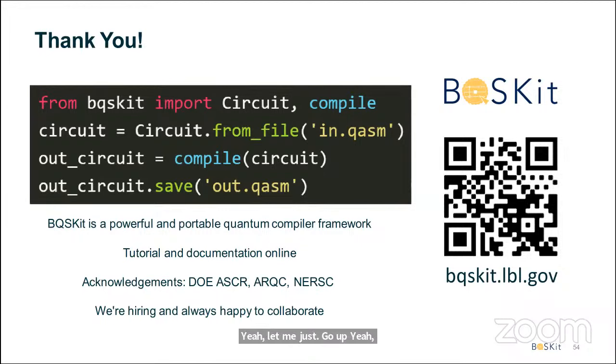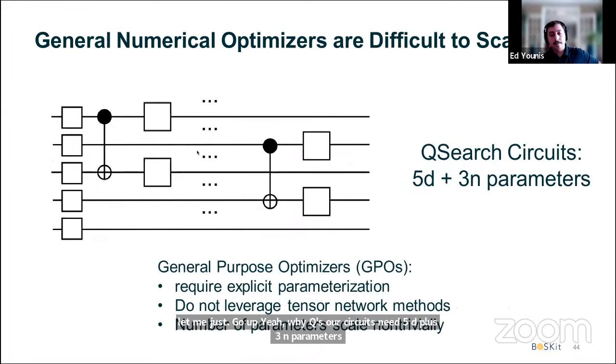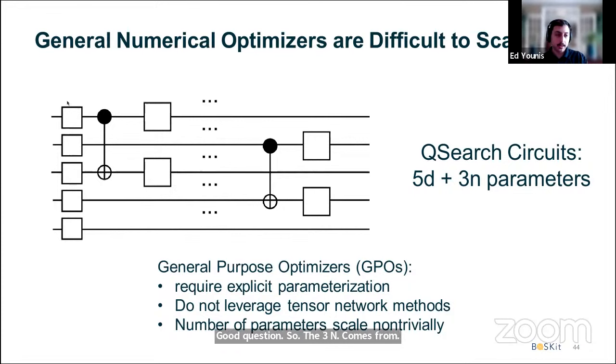Why do QSearch circuits need 5D plus 3N parameters? Good question. The 3N comes from, if N is the number of qubits and D is the depth, the first initial layer. So we put single qubit gates along each initial layer.